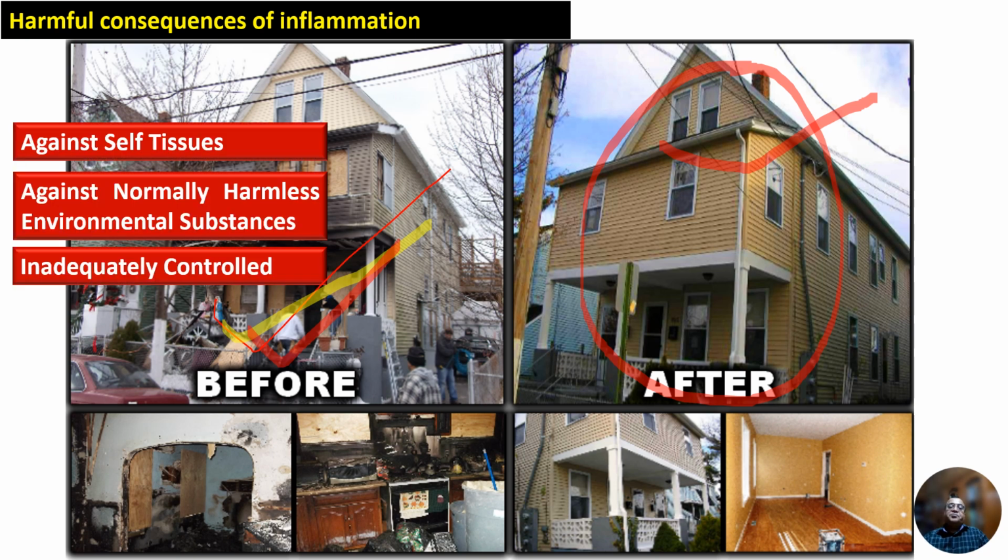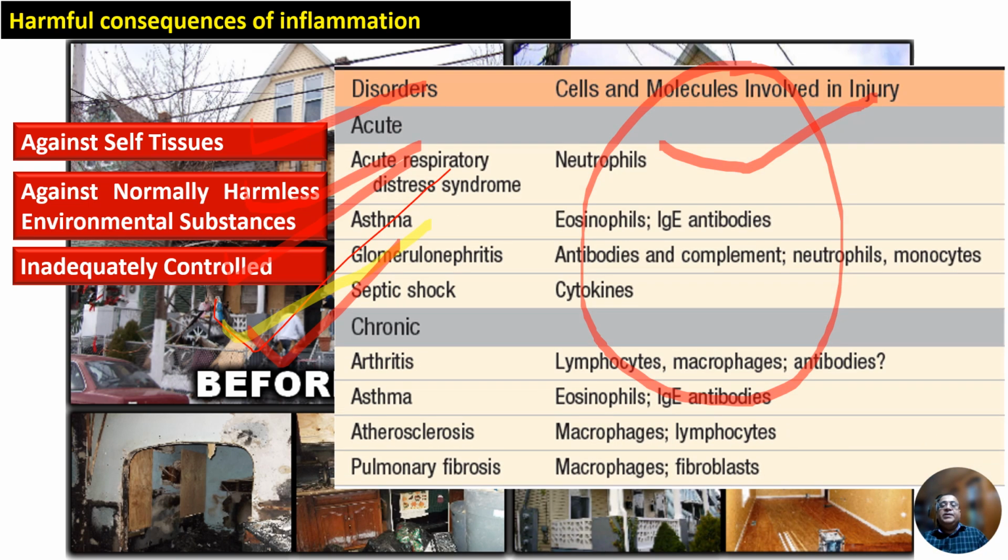So sometimes this doesn't occur or is not achieved. There is inflammation against self tissue. There is sometimes inflammation that occurs against normally harmless environmental substances, or sometimes there is flared inflammation that is not controlled properly by the body.